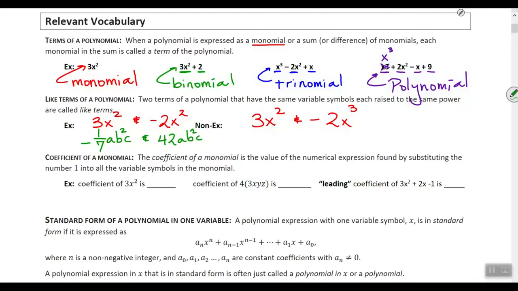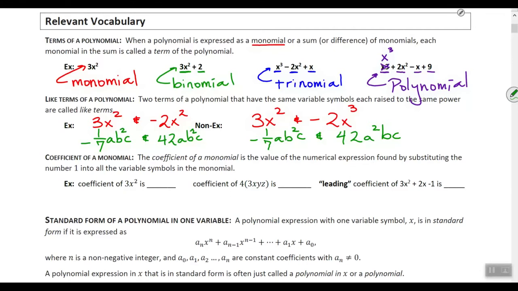It would not be like terms if I had negative 1/7 ab squared c and 42 a squared bc. Although I have the same symbols for the variables, a different thing is being squared, so those are not like terms. This is important because we can combine like terms, and we'll do that towards the end of this video as well.